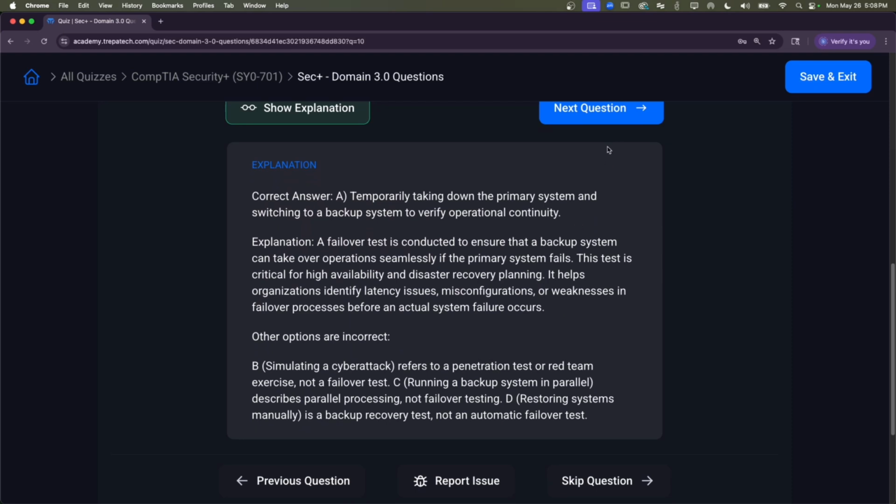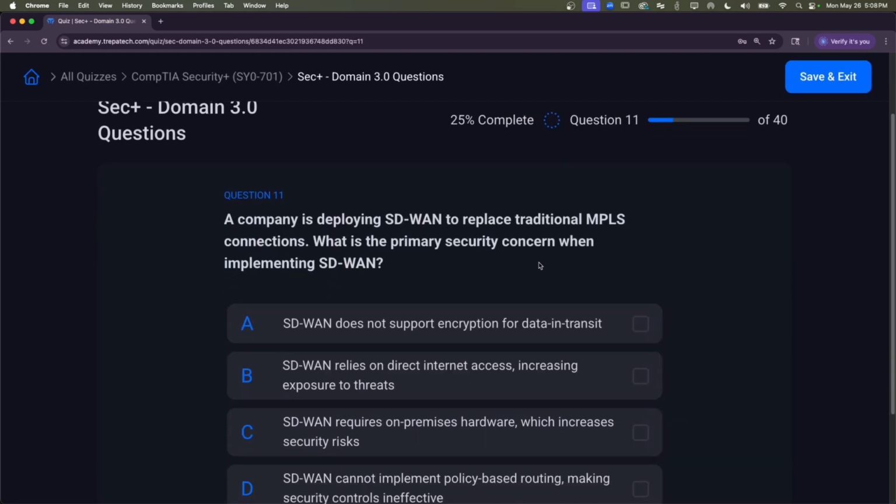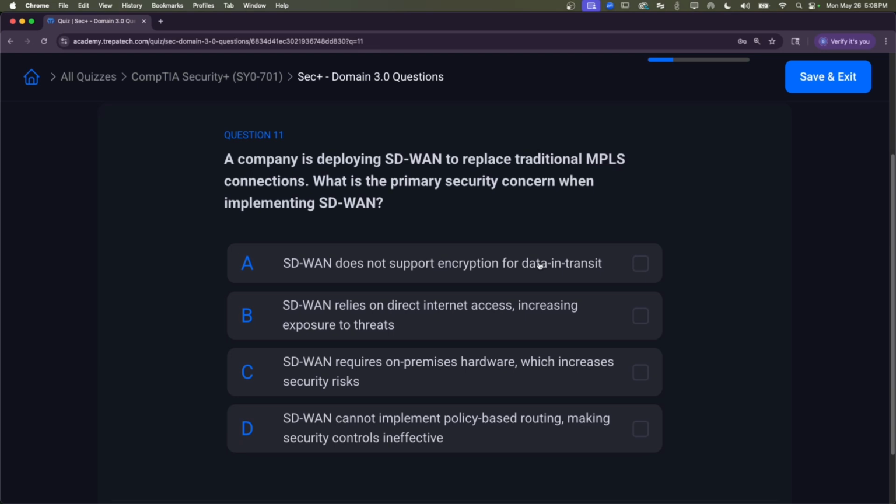Pause the video if you'd like to read the explanation. Question 11. A company is deploying SD-WAN to replace traditional MPLS connections. What is the primary security concern when implementing SD-WAN? So let's see. It doesn't require on-prem hardware. It can implement policy-based routing.